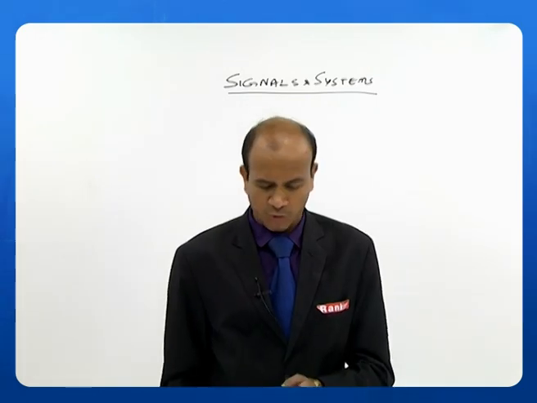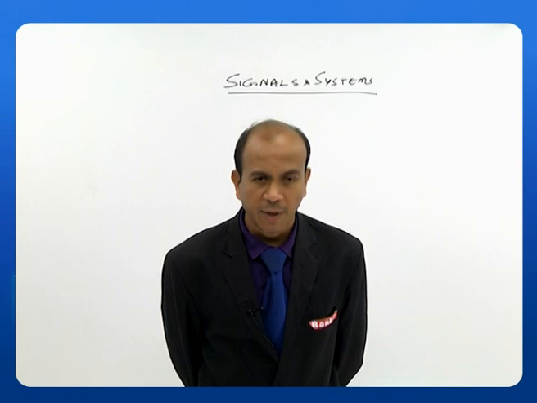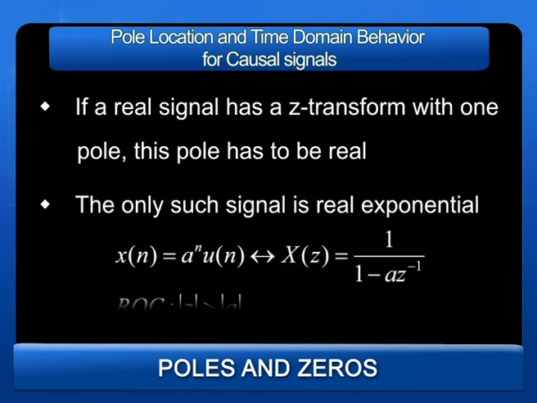Now let us take up those cases. There's one other important point which we have to think about here: if a signal is real and its z transform has only one pole, then that pole must be real. Then such a signal is only a real exponential.